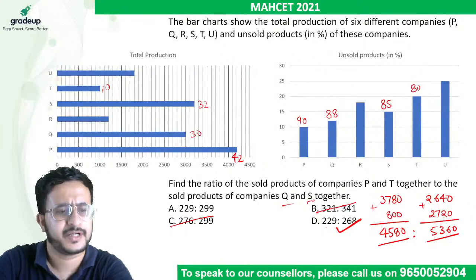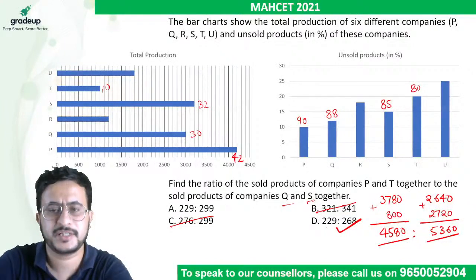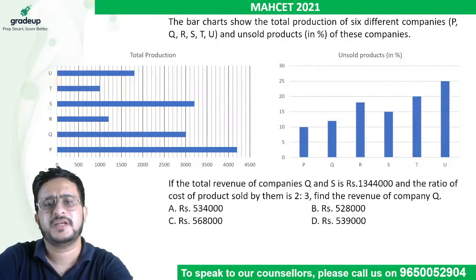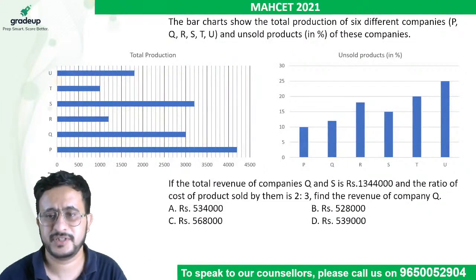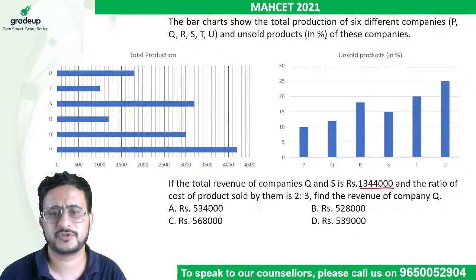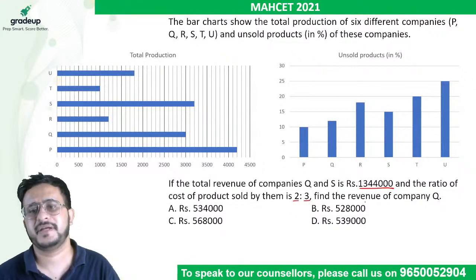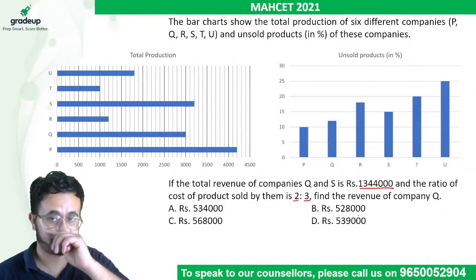Okay. All right, so let's move on to the next question and see what it says. It says that the total revenue of companies Q and S is 1,344,000 and the ratio of cost of product sold by them is 2:3. Okay, find the revenue of company Q.